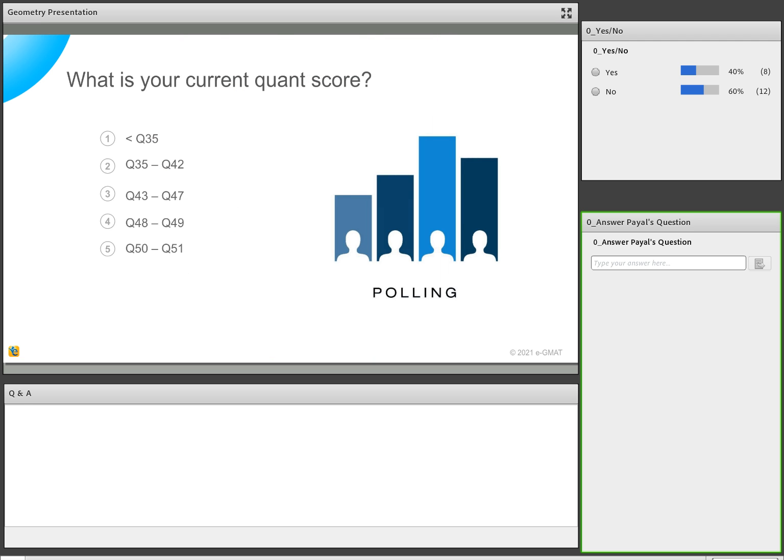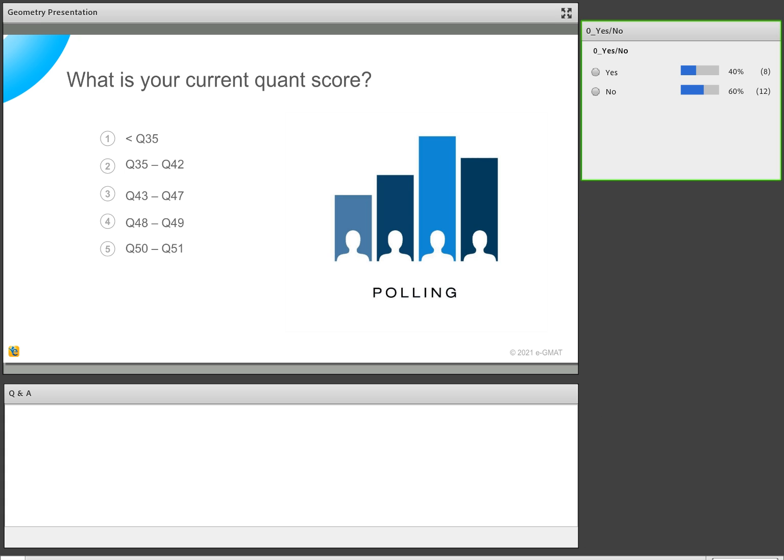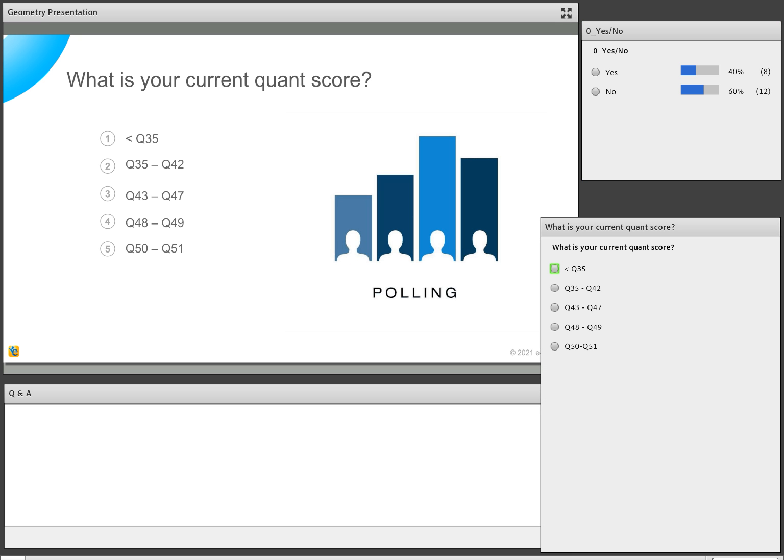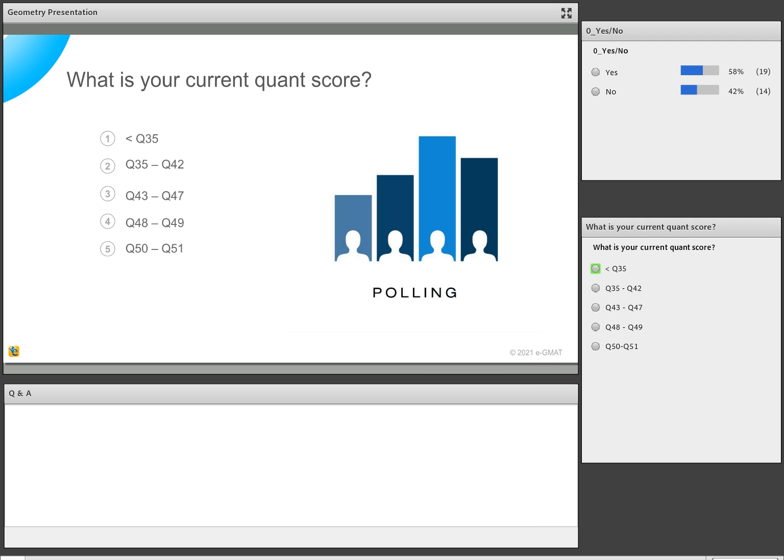Okay, now let me ask you this question: what is your current quant score? And let me get that poll here. All right, tell me, what's your current quant score? So I see that there is an even split between these two segments, Q35 to Q42, Q43 to Q47. Okay, and Q35, there are few people in that.